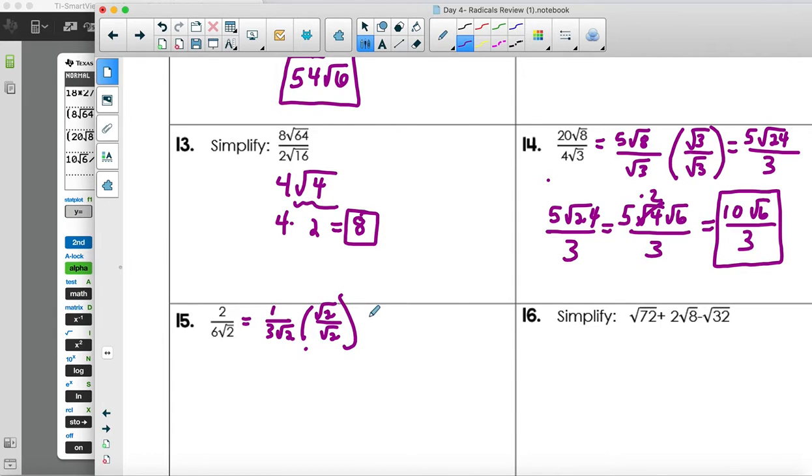When you multiply, go across. 1 times radical 2 is radical 2. And then 3 radical 2 times radical 2 is going to be 3 times 2, which is going to give me 6 in the denominator. And then you just have radical 2 over 6, which is, there's nothing wrong with that. Your radical's not in your denominator. You're done. You can't simplify it down because you have an inside number and an outside number.